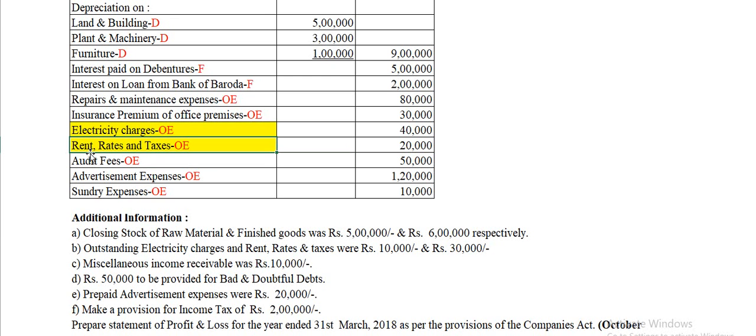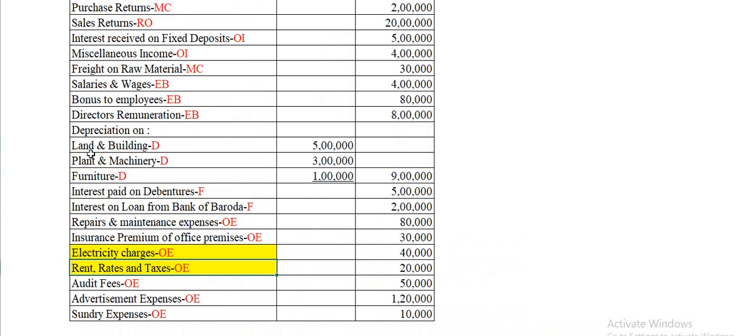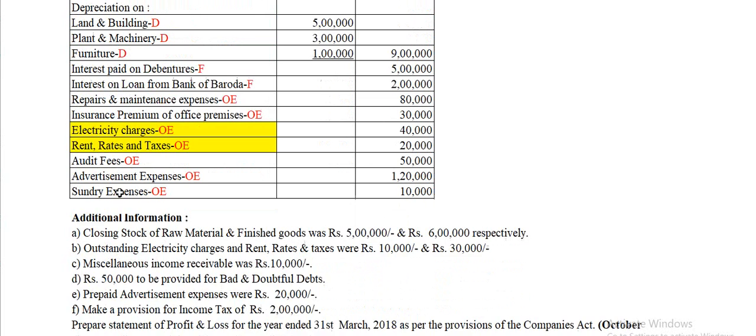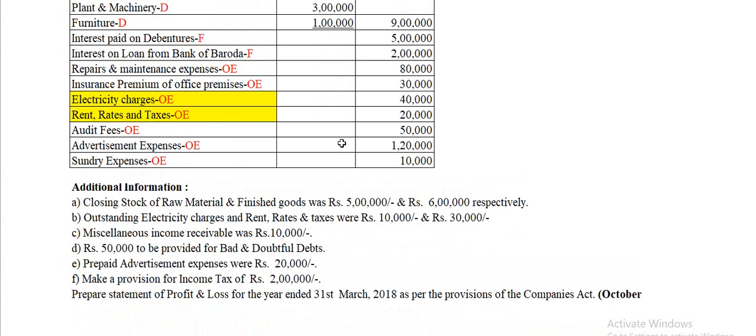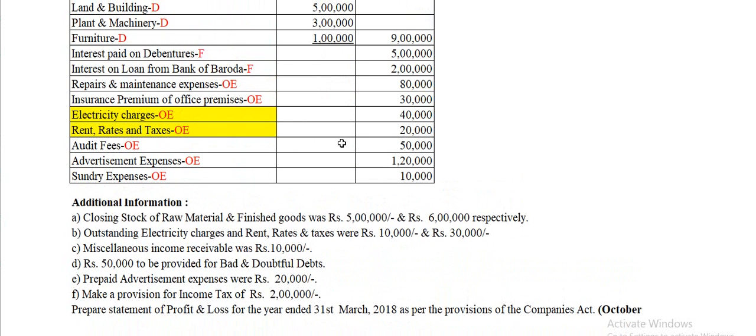So miscellaneous income, I put it in the income here. See, I am also highlighting this. And the next is 50,000 to be provided for bad and doubtful debt. See, this only belongs to the profit and loss account, so there are no debtors, but the doubtful debt is already calculated and the amount is given. There is no bad debt also, so directly this amount will come in other expenses, under the head of other expenses when we are calculating that.